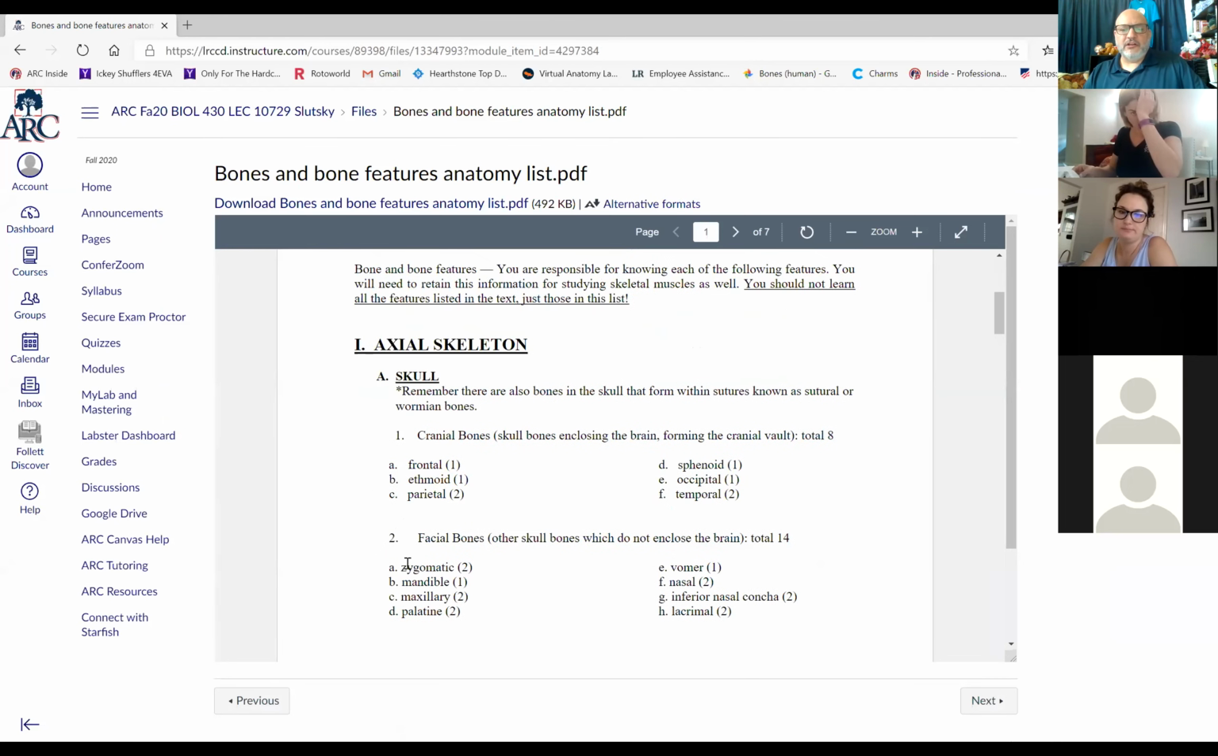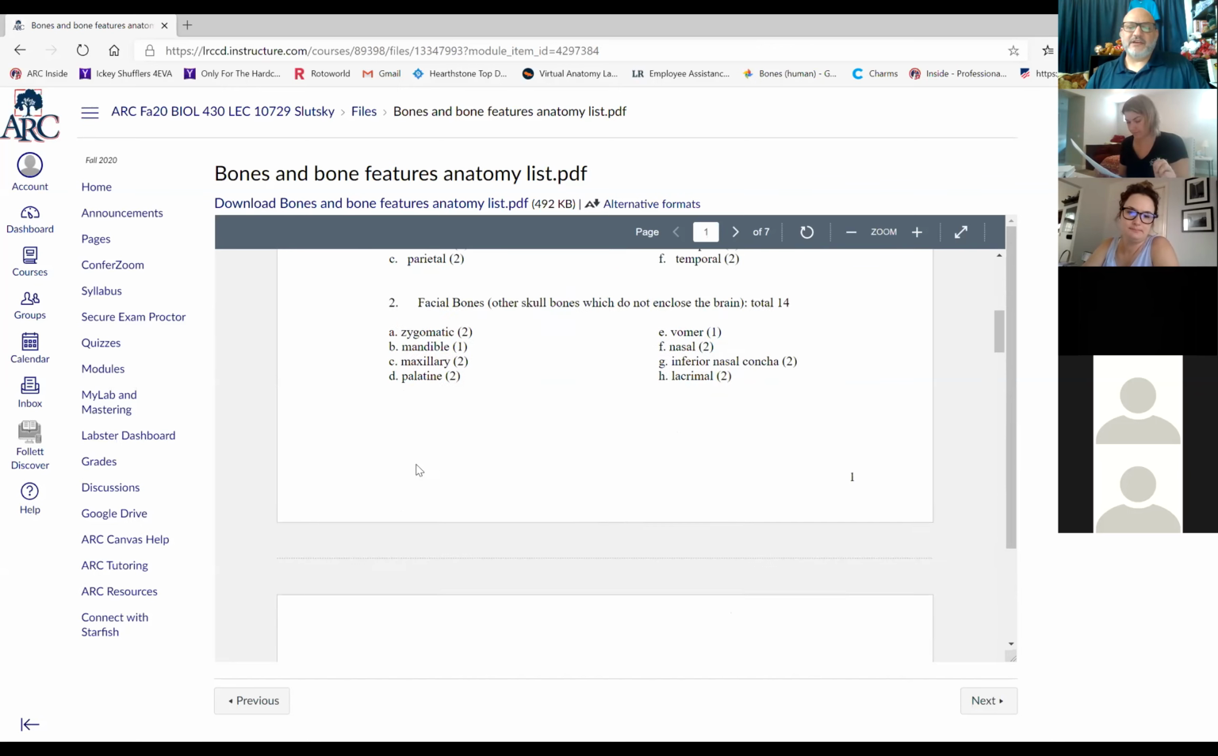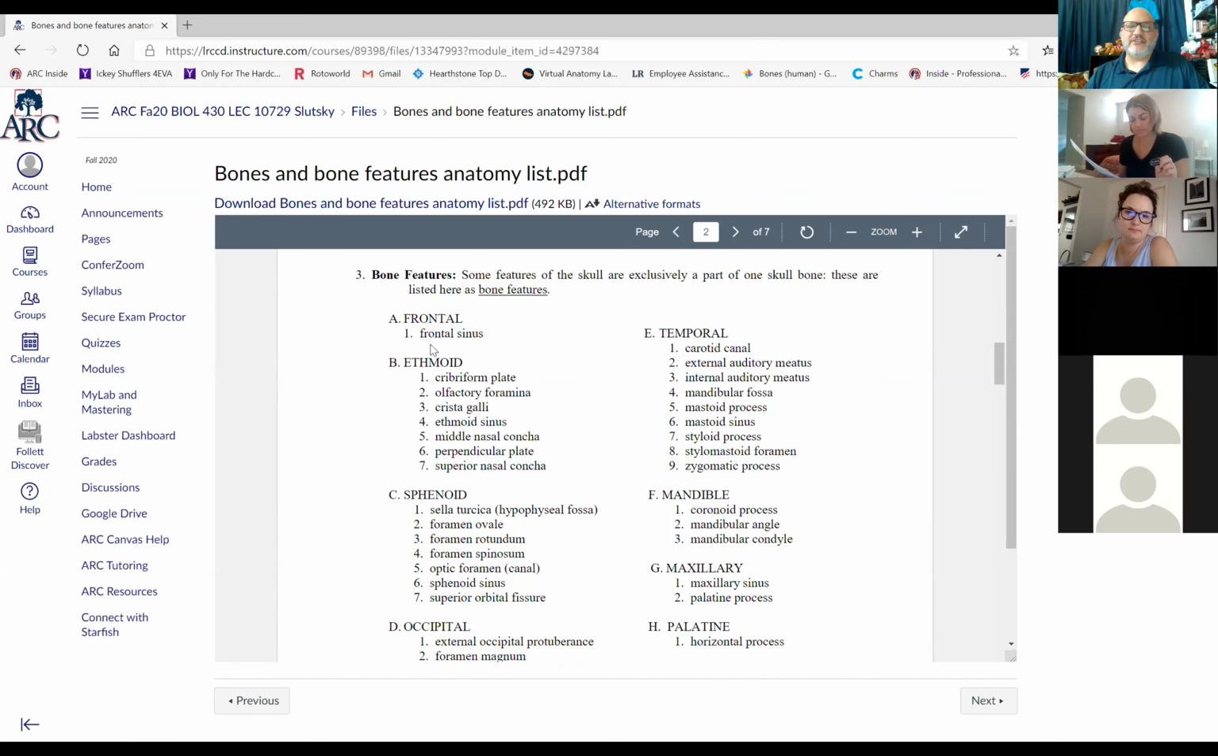Here are all of the bones of the skull. You need to be able to identify all of them. If there are 2, you need to be able to tell whether they are left or whether they are right. And just out of curiosity, how many bone features of the frontal bone are you responsible for? 1. Excellent, because someone looked at the next page and saw that there was 1. That's convenient.